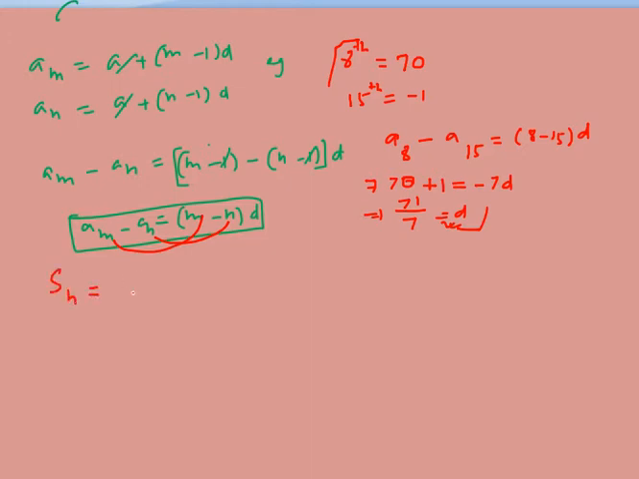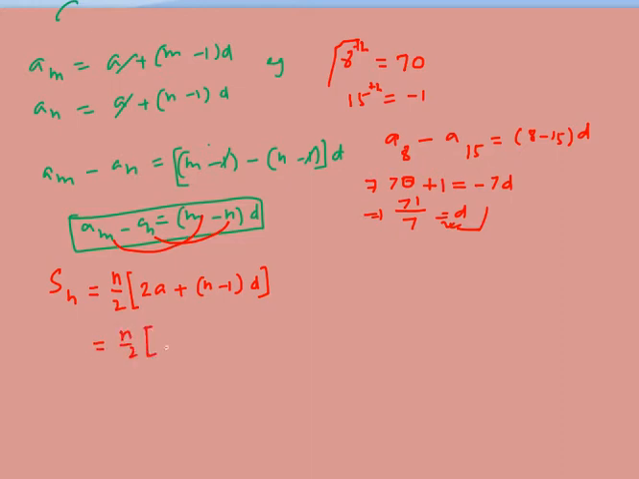Sn, the sum of the first n terms of an AP. I am writing the formula directly; I will not show you the deduction. It is n by 2 times (twice a plus n minus 1 into d). This is one of the formulas, and the other option is like this.